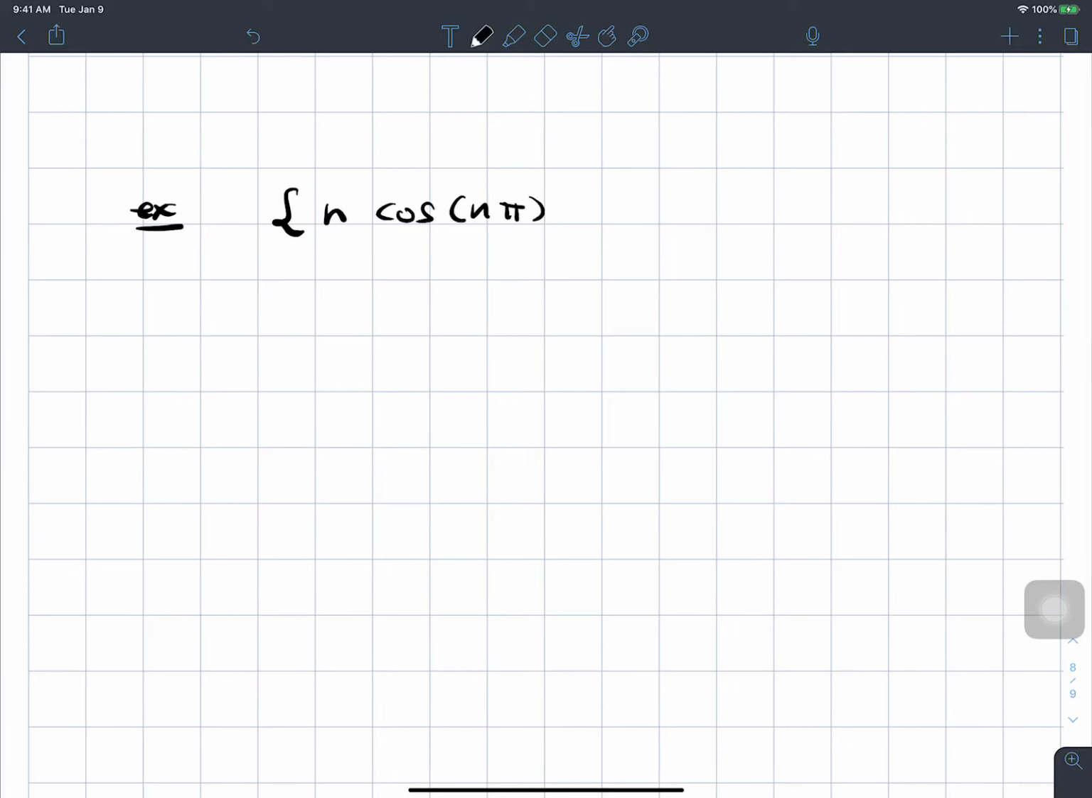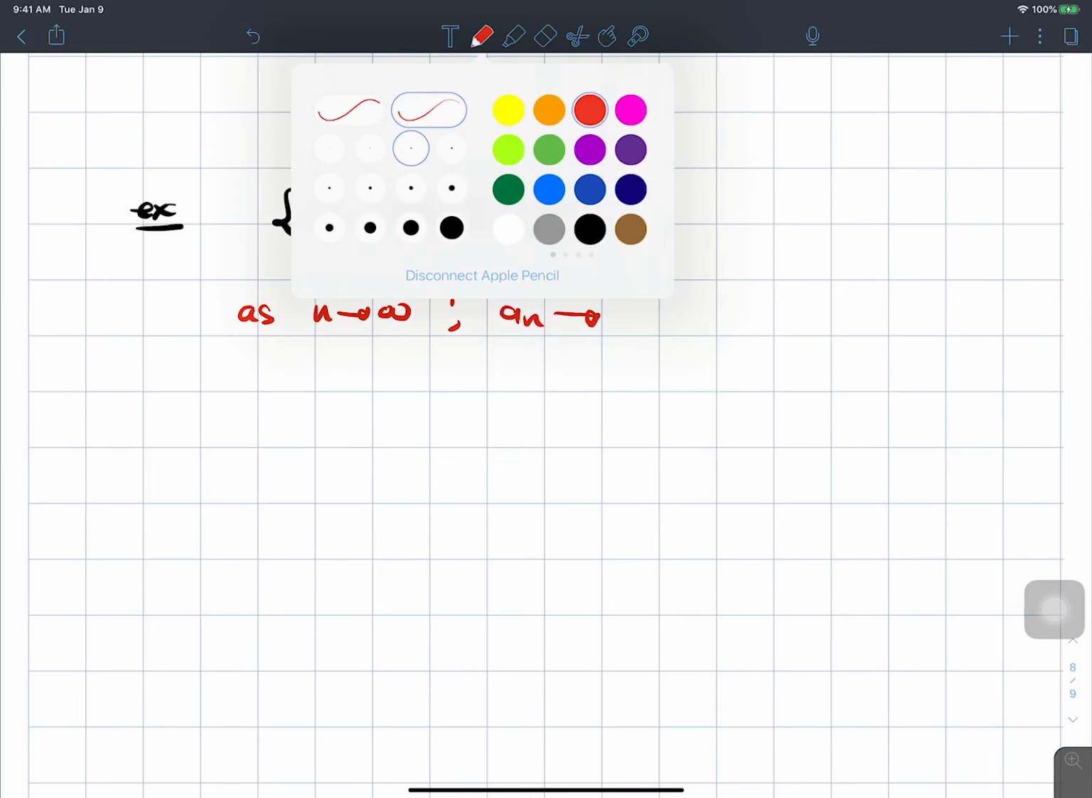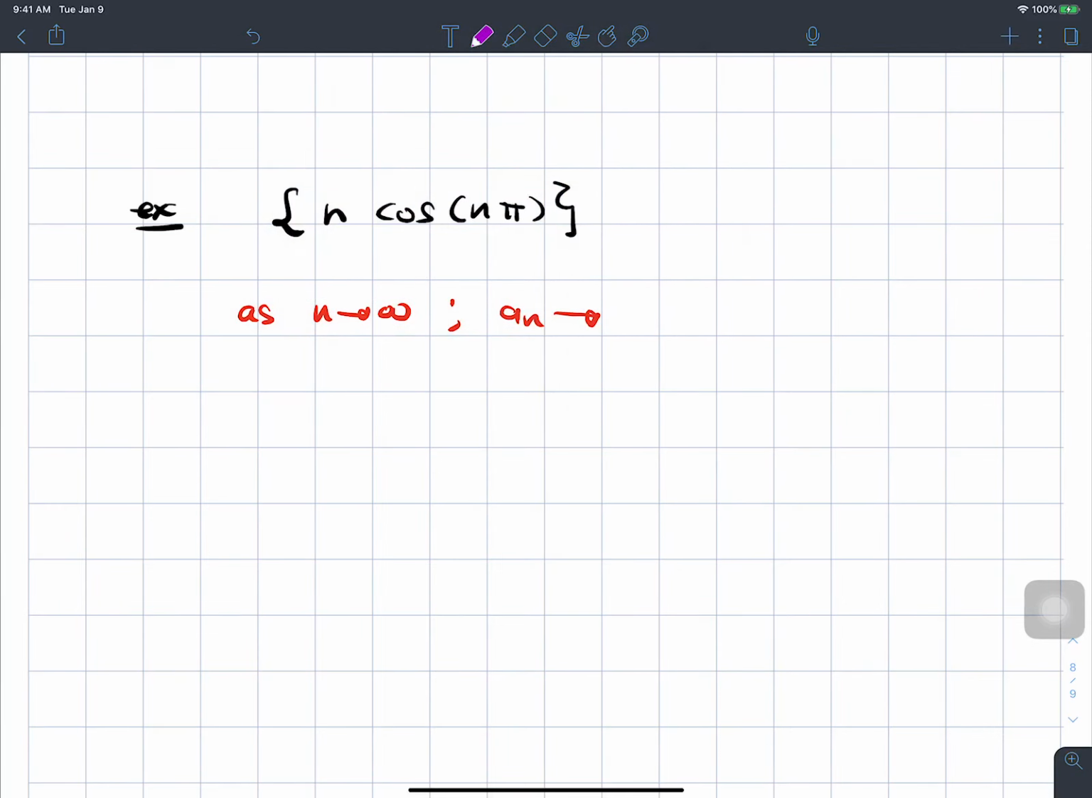cosine n pi. Here's another interesting question. So we want to know, as n gets big, where does an go to? Now, I want you guys to notice something interesting.